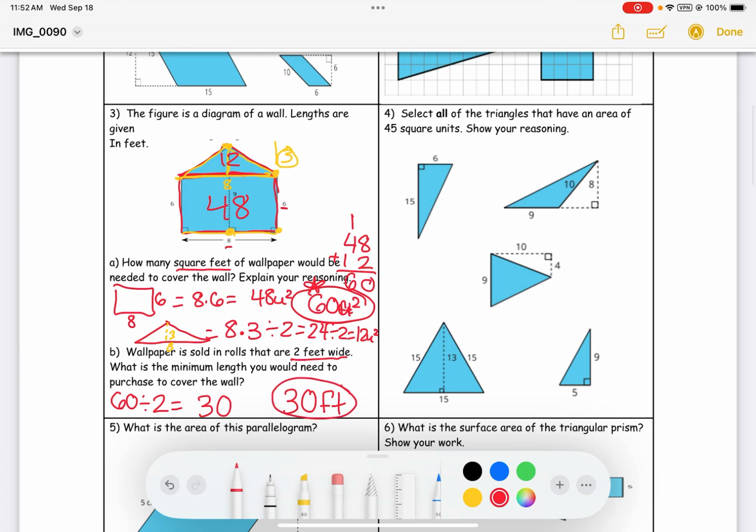So that's like a more in-depth question. It's not surface area for this one. It just says, what is the minimum length, not area. Okay. Next one, select all of the triangles that have an area of 45 square units.